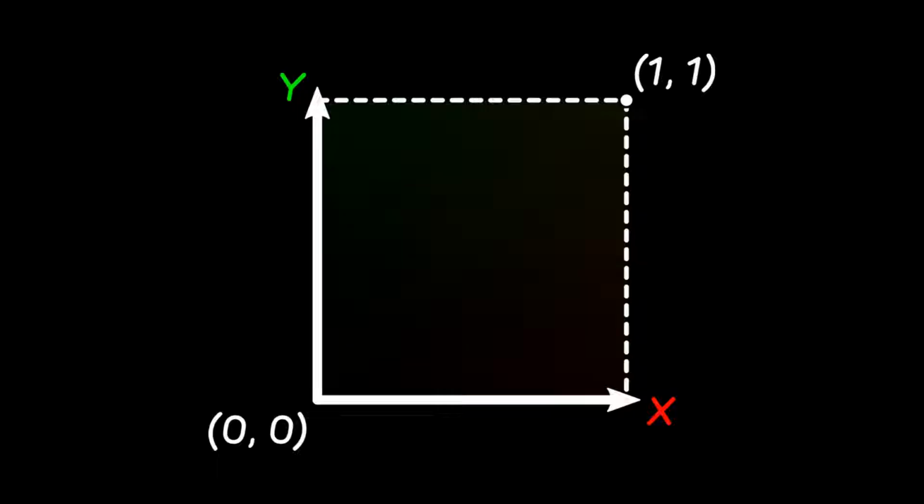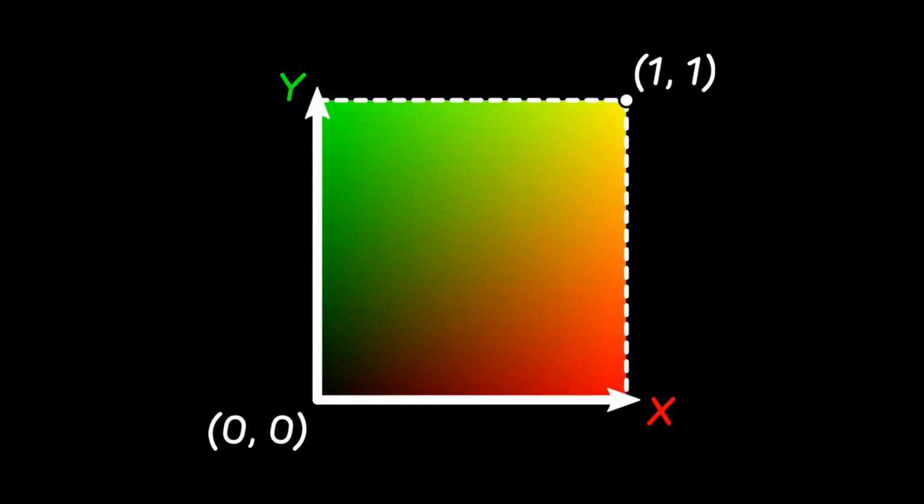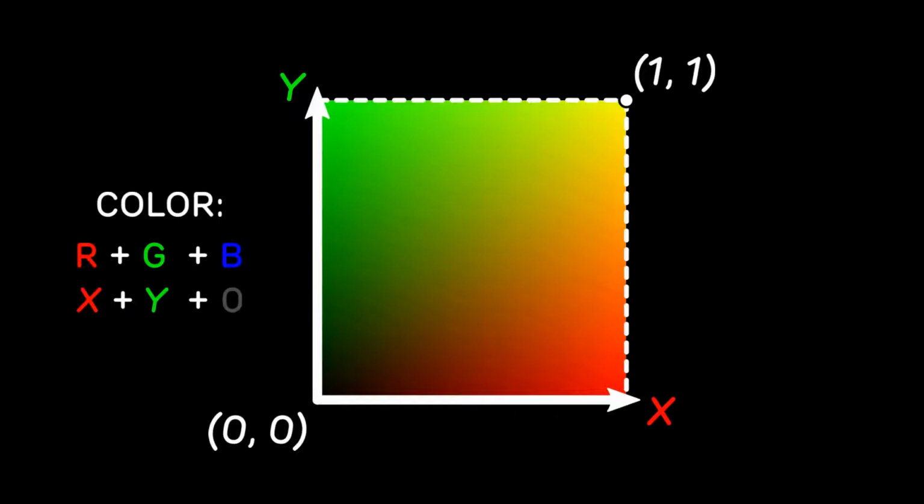It also has a cool visual representation, where we set the red and green channels of the pixels to the UV. When we are at 0,1, the color is green. When we are at 1,0, the color is red. And at the top right, at 1,1, it's yellow, because green plus red is yellow.